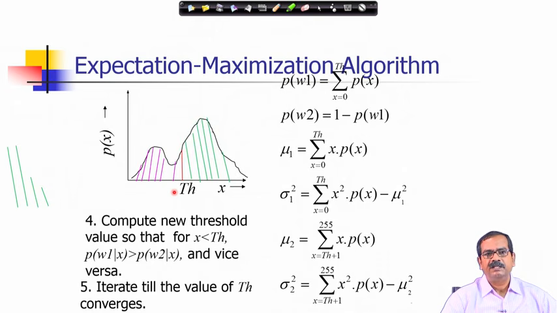So, we iterate this process. That would be my new threshold value, and we will iterate this process until it converges. So, this is your Bayesian classification based binarization method.